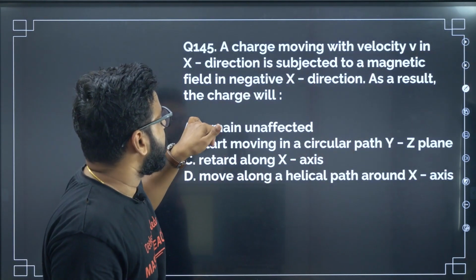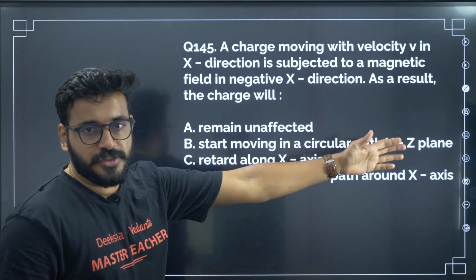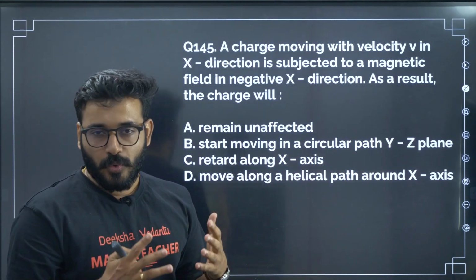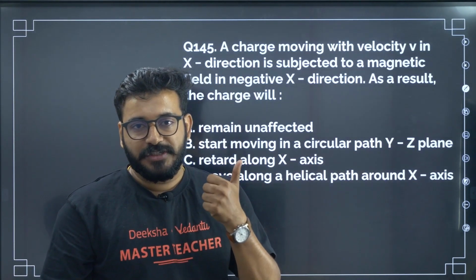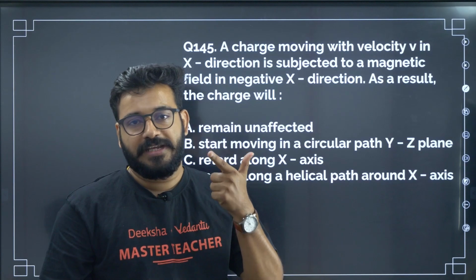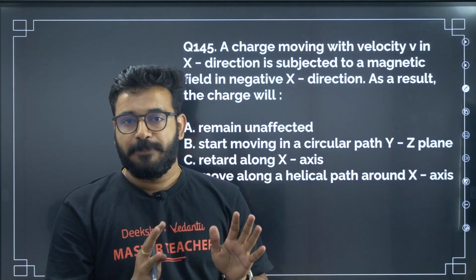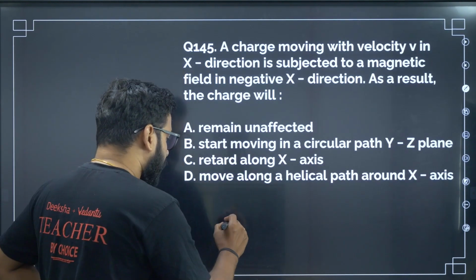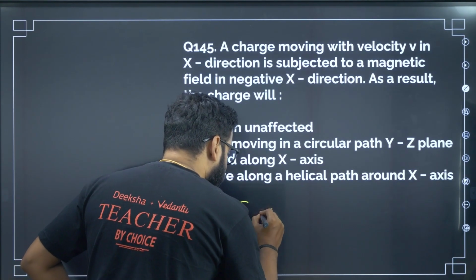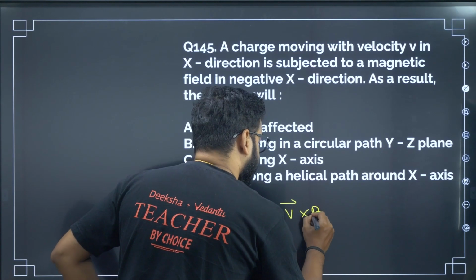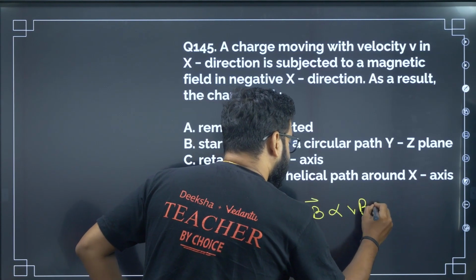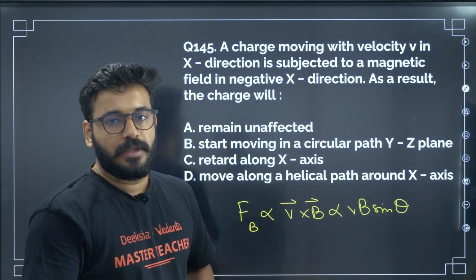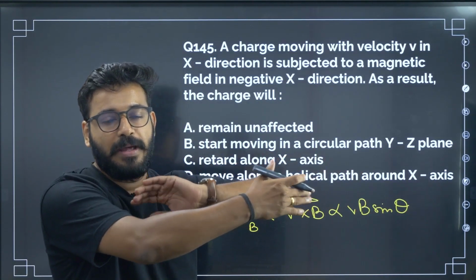Next question: a charge moving with a velocity v in the x direction, okay, it is subjected to a magnetic field in the negative x direction. What is the force? We all know, if the magnetic field direction and the velocity direction of the charge are either parallel or anti-parallel, then the charge doesn't experience any force. Why? Because the magnetic force is proportional to v cross B, or vB sine theta. So suppose the theta value is 0 or 180, okay, 0 means they are parallel, 180 means they are anti-parallel.